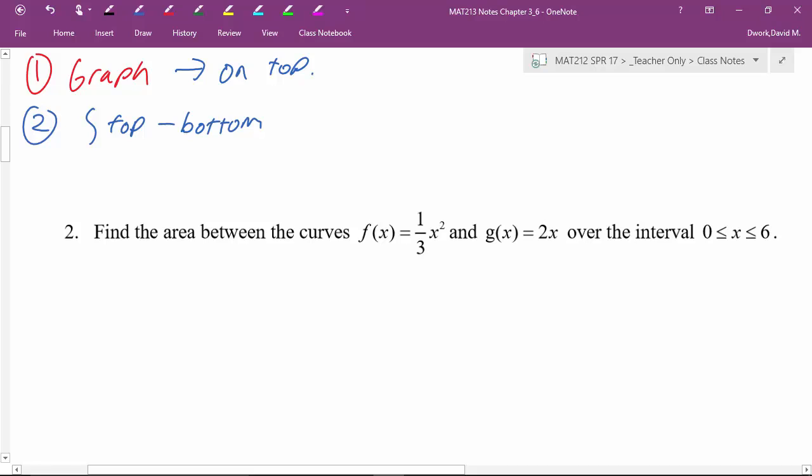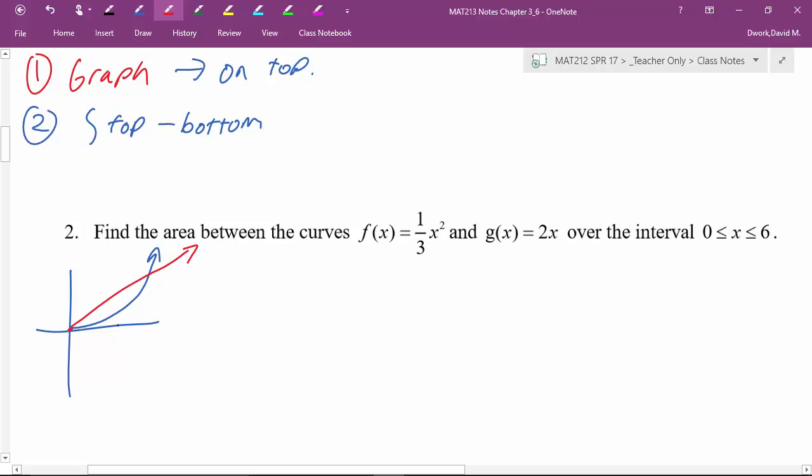Okay, so let's try one more. Let's find the area between the curves of f of x equals 1/3 x squared and g of x equals 2x over the interval of 0 to 6. Okay, so let's go ahead and graph this. 1/3 x squared is going to look something like this, and 2x will look like a line, something like this.